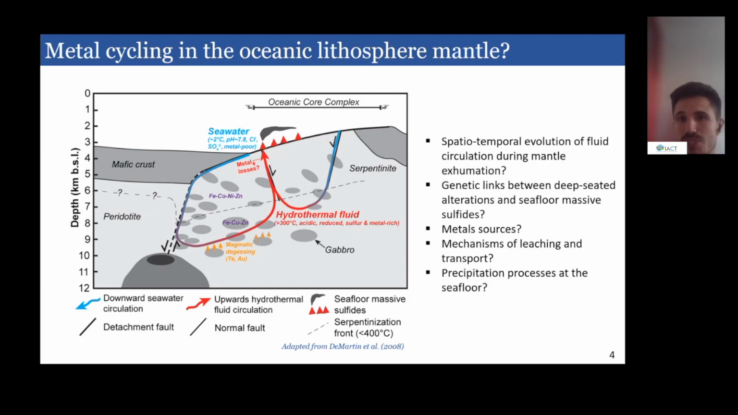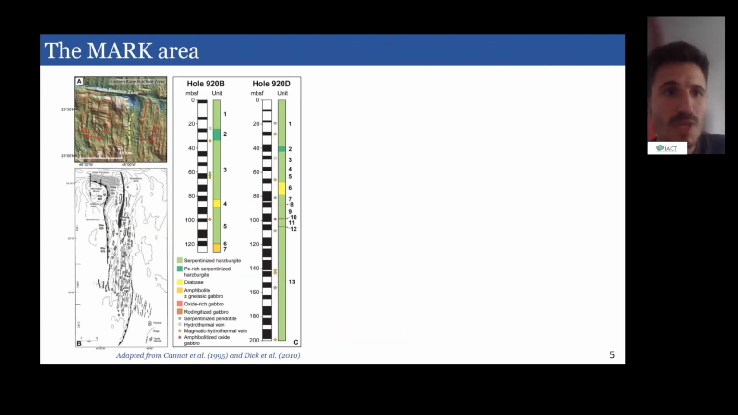And this is the question that I would like to address today through this presentation, to better constrain what could be the metal cycling in the oceanic lithospheric mantle, in terms of metal sources, in terms of mechanisms of leaching and transport. And I will leave the part about precipitation for today. And so to address this question, I've been working on the MARK area, where mantle rocks were drilled 30 years ago. And this is what we are going to see.